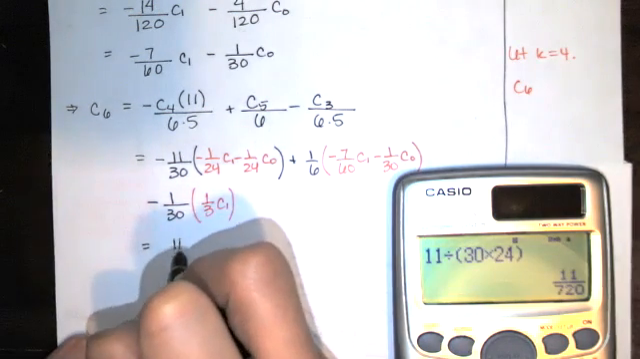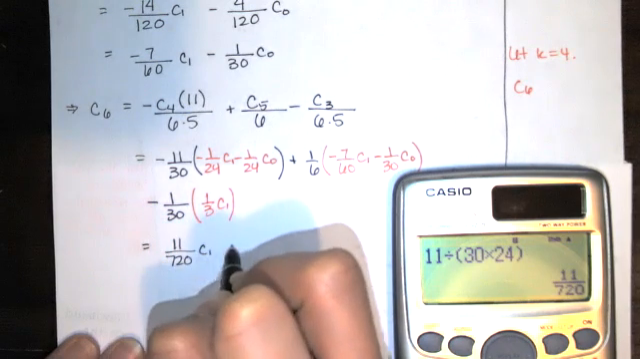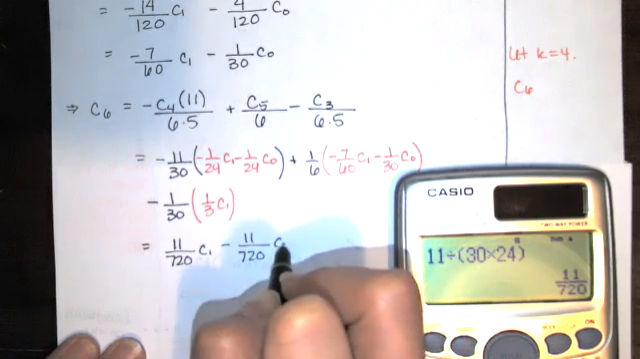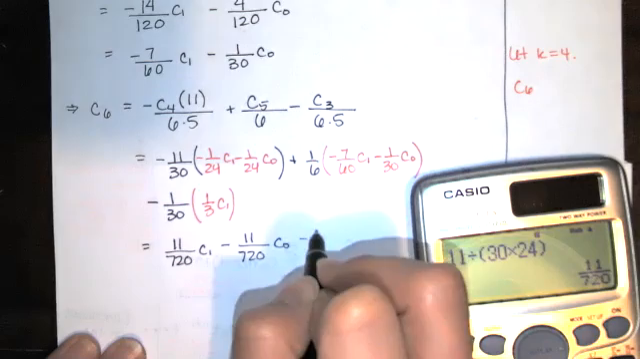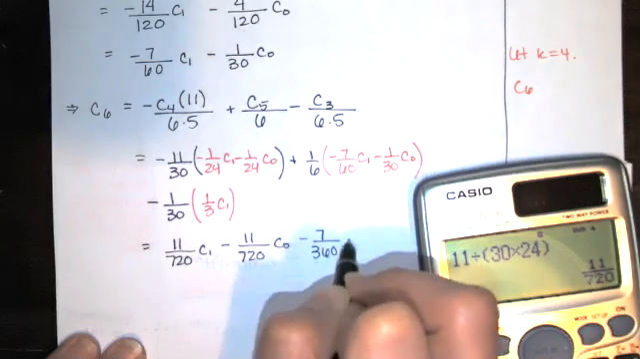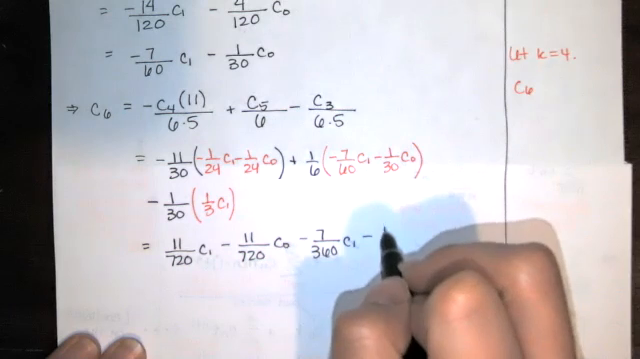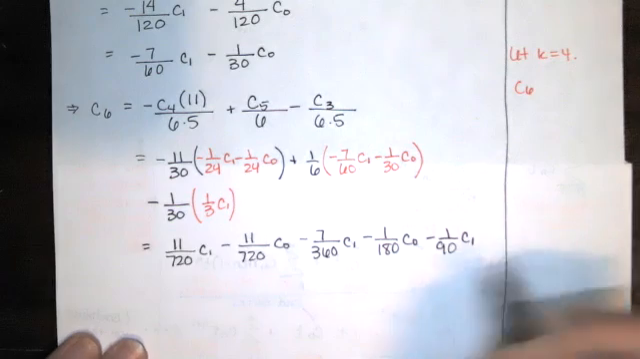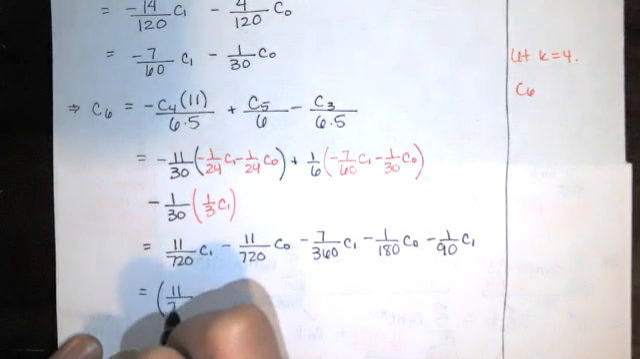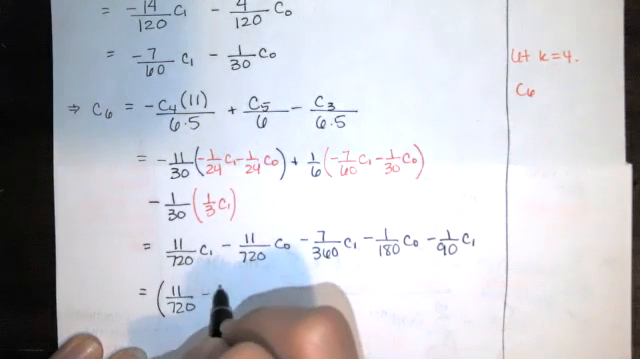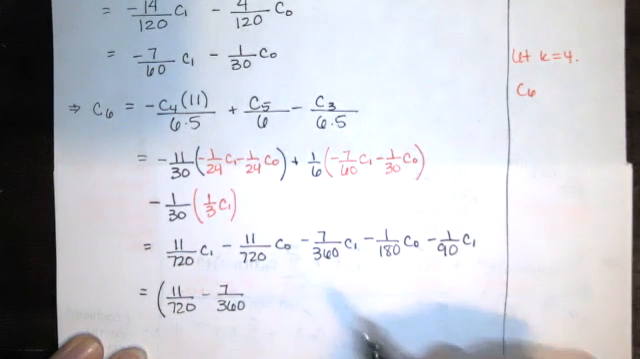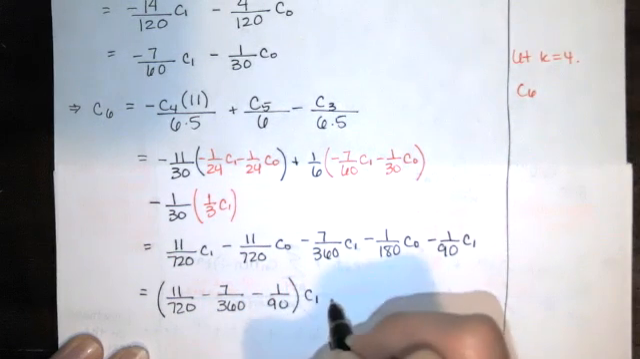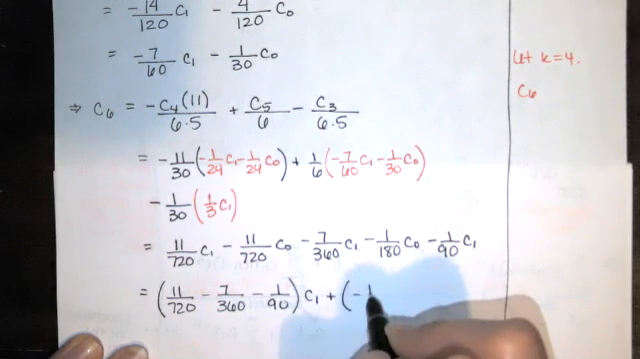So that's 11 over 720 times c sub 1 minus 11 over 720 times c sub 0. And then over here we have minus 7 over 360 c sub 1 minus 1 over 180 times c sub 0 minus 1 over 90 times c sub 1. And then we want to grab all the c sub 1 terms. And then we want to grab the two c sub 0 terms.